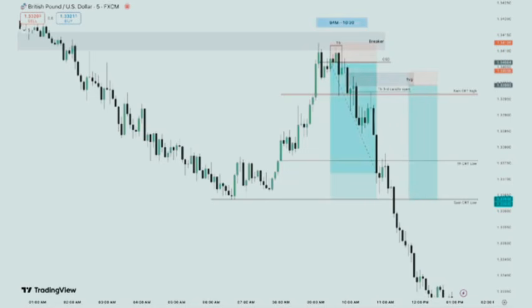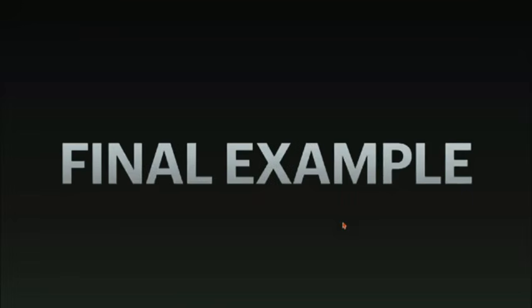I want to add one more thing. If the lower time frame CRT is forming on the 15-minute chart, then for entry you can drop down to the 1-minute chart. The lower the time frame, the more precise the entry. However, it requires experience to handle. Beginners should stick to the 15-minute or 5-minute entries until they're comfortable with lower time frames. So let's move on to the final example.